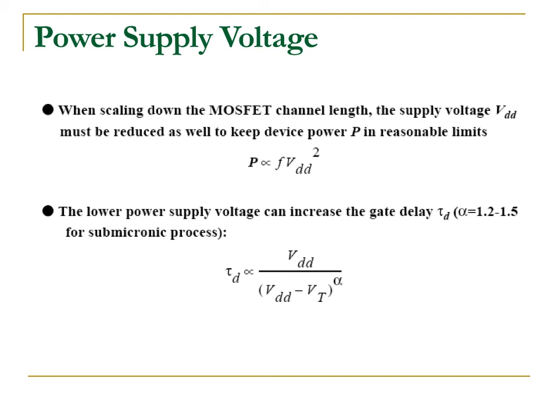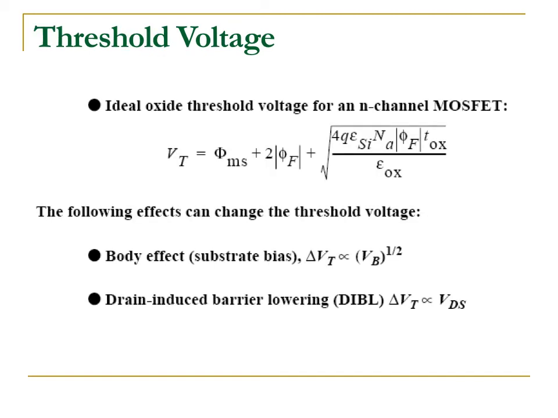Similarly, power supply voltage. When we want to scale down the MOSFET channel length, the supply voltage VDD must be reduced also to keep the power in reasonable limits. So this VDD parameter will tell us what the power of this MOSFET can be, right? So what is the good operating condition of the MOSFET? That is defined by this parameter VDD.